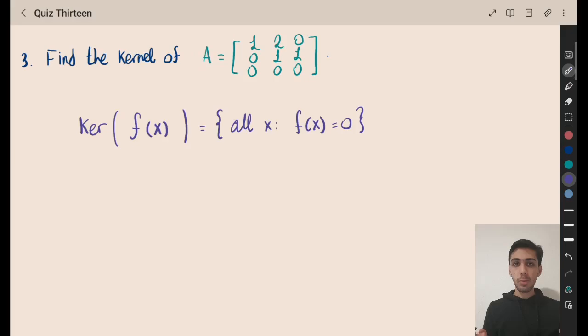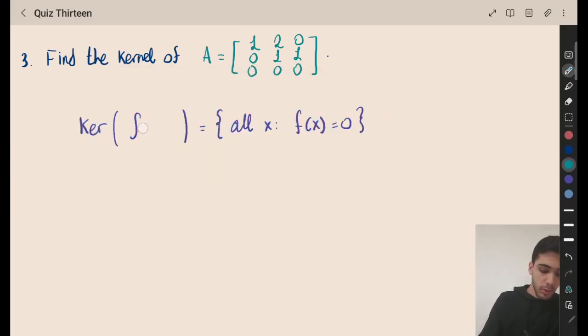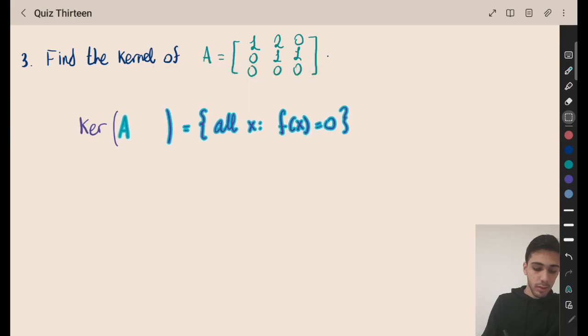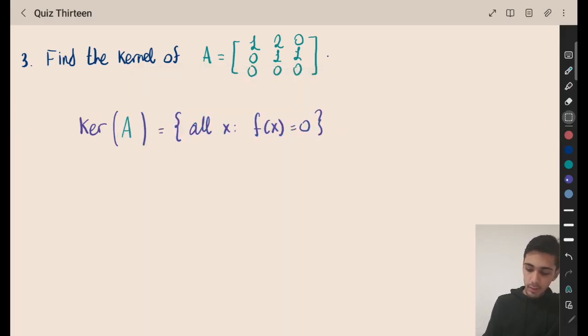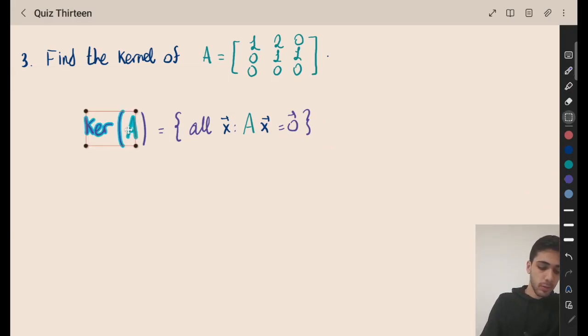Now, what does this have to do with the matrix? Well, remember that a matrix is just a linear map. And if this is the case, then the kernel of my map A, which is a matrix, is all vectors x such that when I multiply A by x, I get 0. But here this is a different 0. It's a 0 vector. I mean, you probably already know this, but it is a 0 vector.